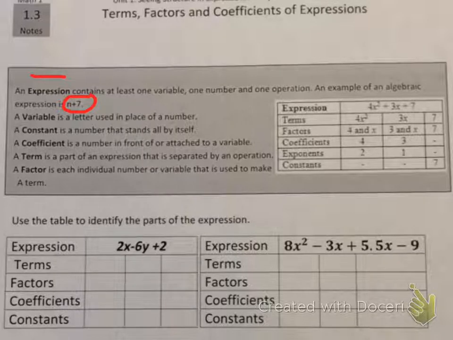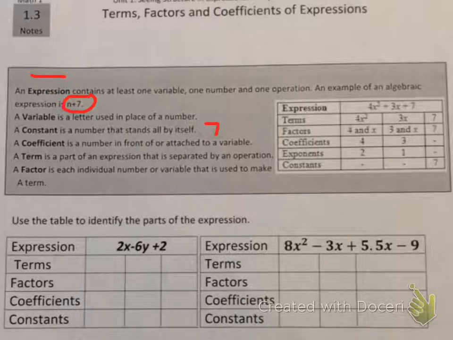The second thing is a variable. A variable is a letter used in place of a number. So x, y, z, and so on are variables. The next definition is a constant. A constant is a number that stands all by itself. So up there in the case of the n plus 7, the number that stands all by itself is the 7. It's not attached without an operation between it to a variable. It's called a constant when it's not attached to a variable.